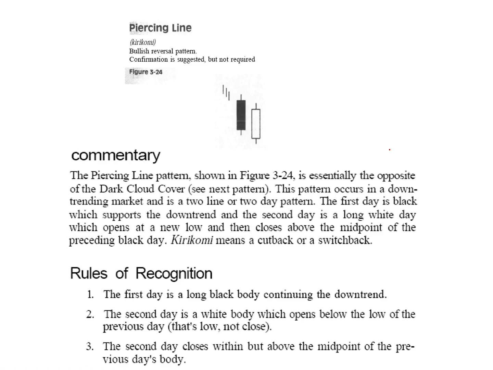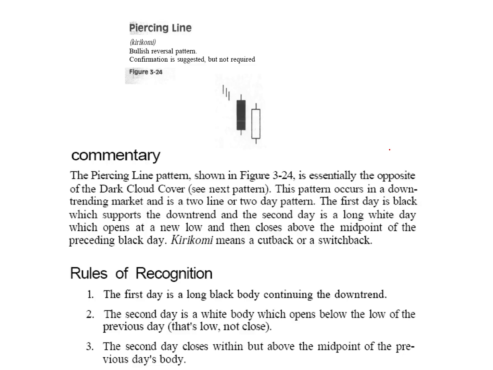Piercing line, which is a bullish reversal pattern. Commentary here: the piercing line pattern shown in the above figure 3.24 is essentially the opposite of dark cloud cover. We will see that in the next slides. This pattern occurs in a downtrending market. So the piercing line only occurs in a downtrending market, and is a two-line or two-day pattern. So this is a combination of two candlestick patterns.